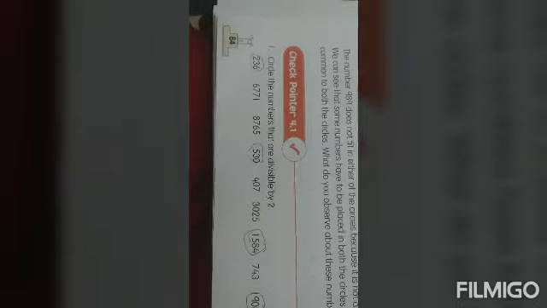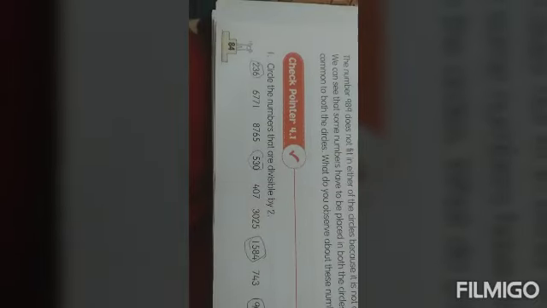Okay children, shall we see the checkpoint of 4.1? Circle the number that is divisible by 2. See the first one. It is divisible by 2 because it is 236, with 6 in the ones place. And 6771 cannot be circled because it is not divisible by 2.